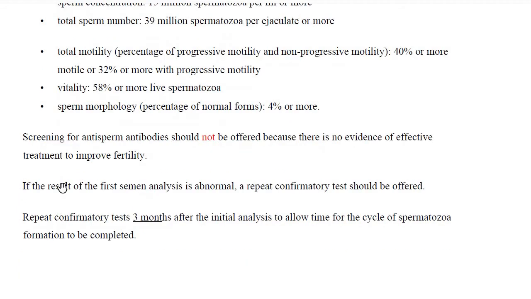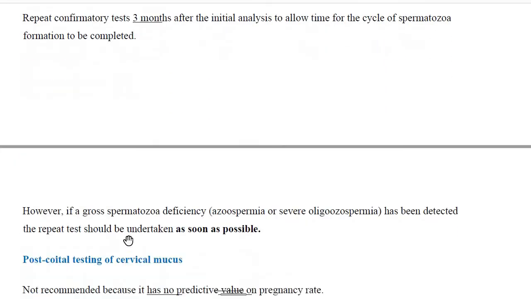When are you going to repeat the semen analysis? If the result of the first semen analysis is abnormal, a repeat confirmatory test should be offered 3 months after the initial analysis, to allow time for the cycle of spermatozoa formation to be completed. However, if a gross spermatozoa abnormality is seen, like azoospermia or severe oligozoospermia, then we have to ask them to take the test again as soon as possible.